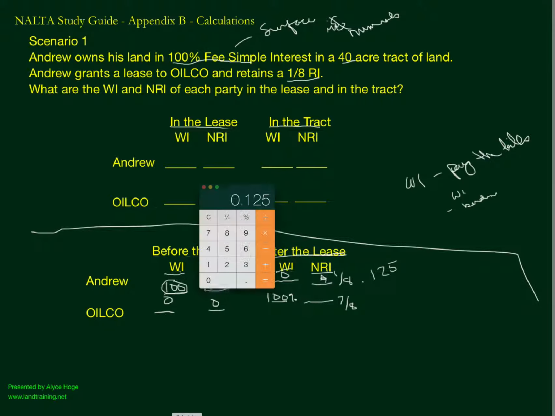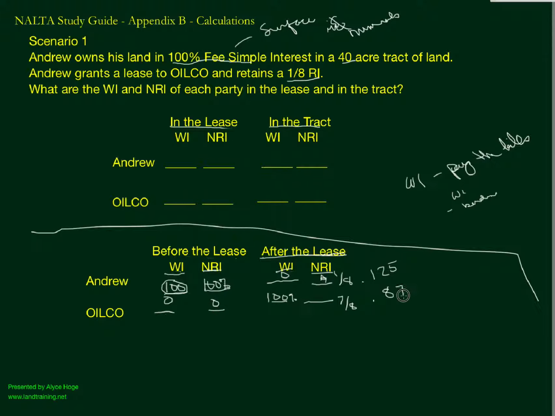And the interest of Oil Co. in this case is going to be 7 divided by 8, and that's going to be a 0.875 interest. So that's the way it is before the lease and after the lease. Now in this scenario, what they're telling you is in the lease and in the tract. Really the answers are going to be the same for both here, because when they're talking about in the tract, they're saying there might be a unit out there. Well, there's no unit in this fact pattern. That would change their interest in the unit. So let's just look at in the lease.